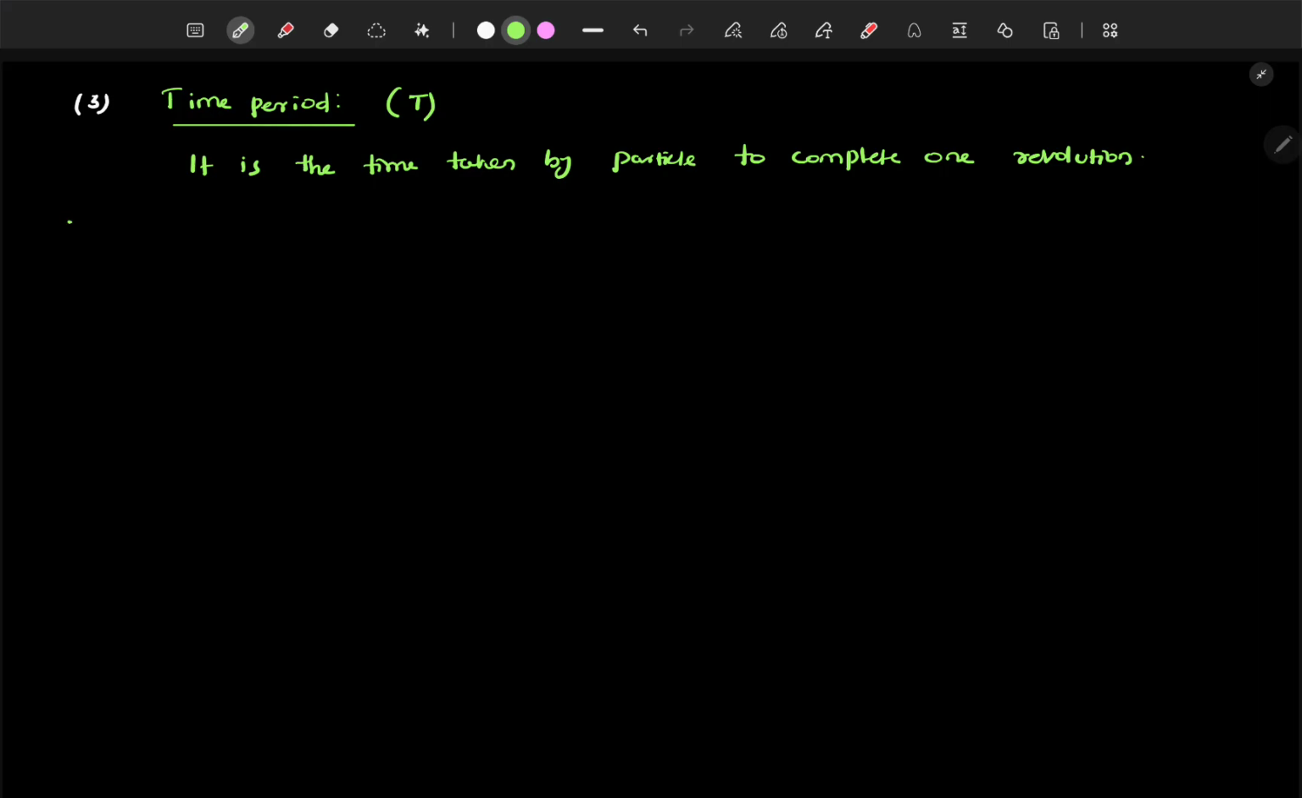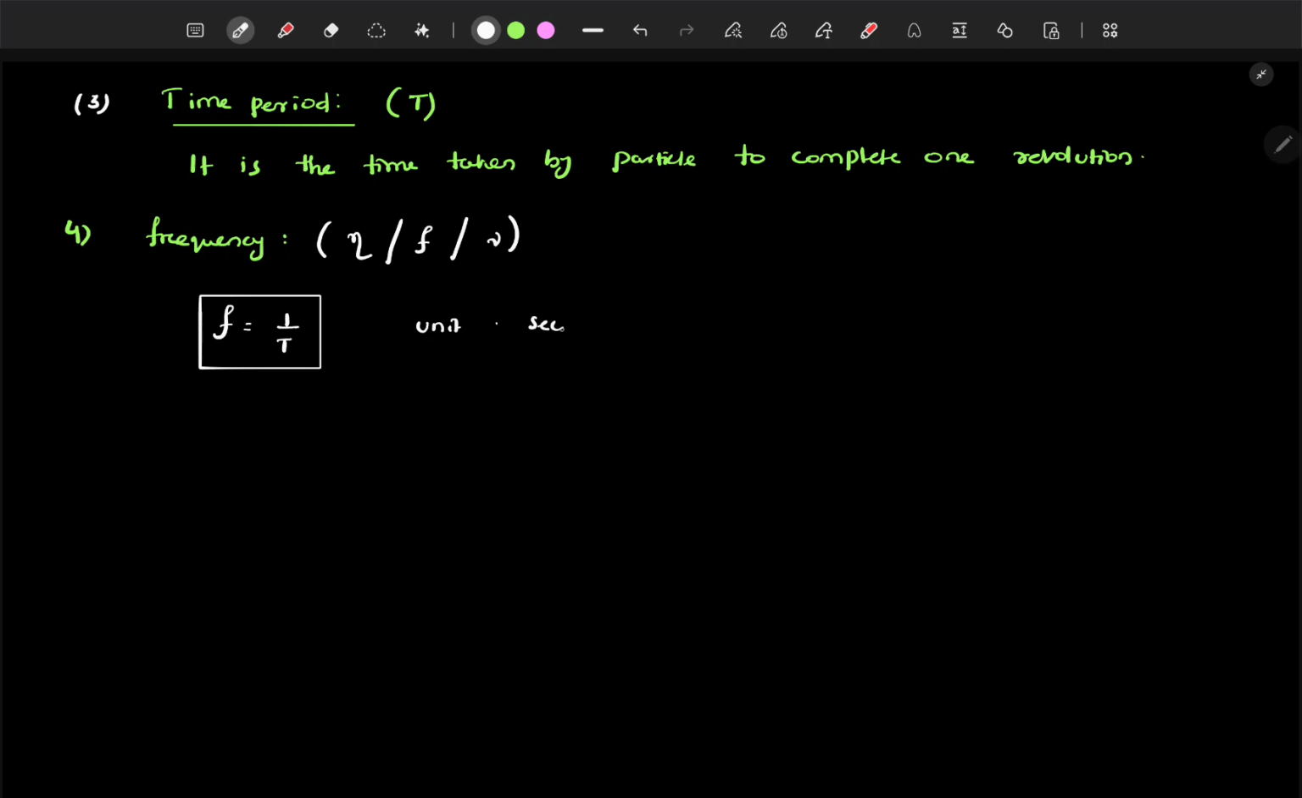Yes. Next, number 4 term, that is frequency. How will we denote it? Eta, f and nu. This is nu. So it is the reciprocal of the time period; we all know frequency f is equal to 1 by time period. Simply. What will be its unit? Its unit will be second inverse, and we will write it as hertz, in symbol capital H small z.